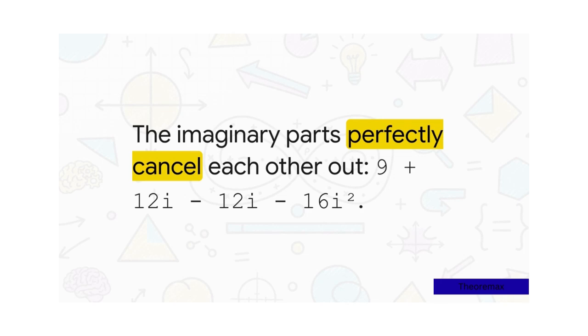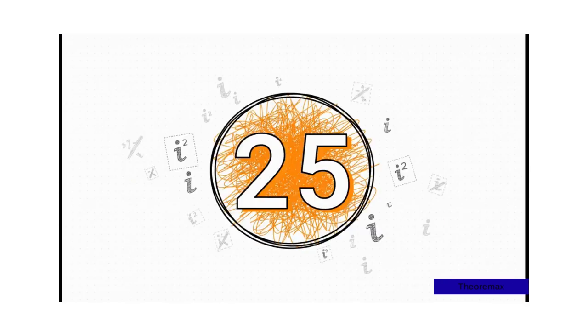We get a plus 12i and a minus 12i. They're literally designed to be perfect opposites, so poof, they just cancel each other out completely. That's the whole point. So after those middle terms vanish and we simplify the rest, what are we left with? A single, clean, real number. In this case, it's 25. The imaginary i part is completely gone.